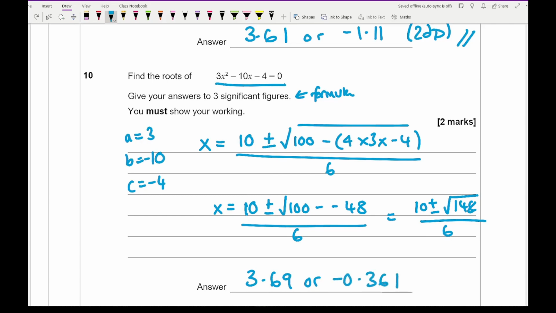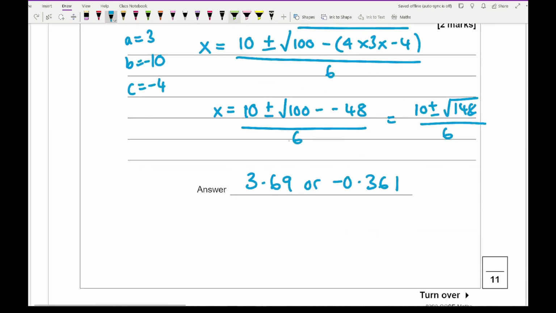0.361. Now with this one, you just need to be careful because it says to 3 sig fig. 0 does not count as a significant figure, so you need to go that one extra. So just be mindful of that. And they are to 3 significant figures.